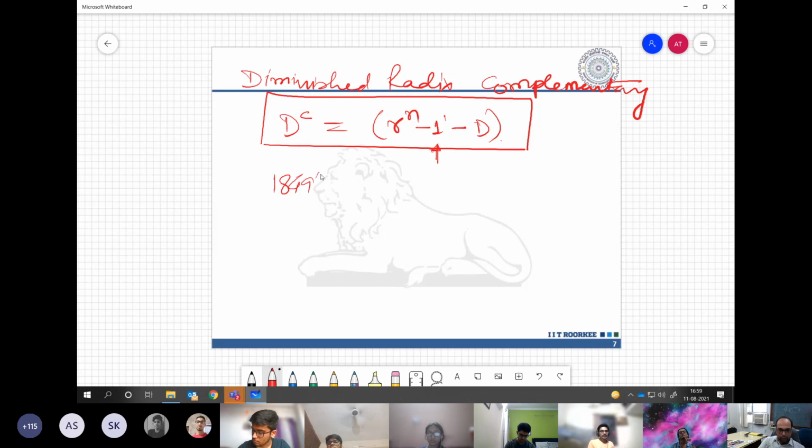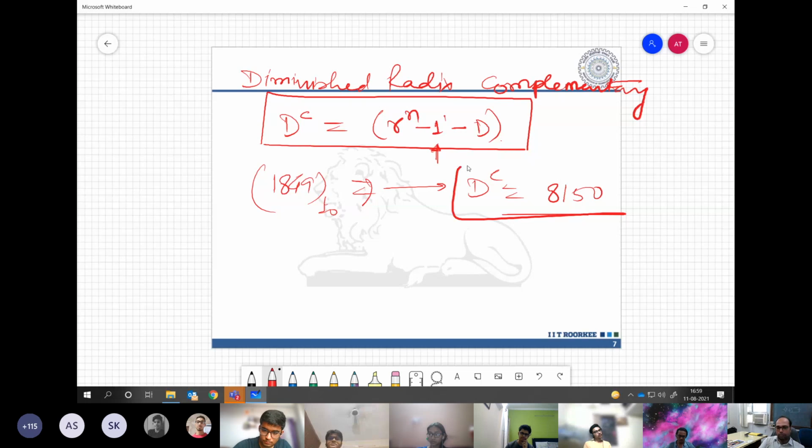Let's say 1849, you have to take the complementary. What you have to do is simply subtract all the digits from 9. So the complementary would be 8150. That's all. That will be your complementary number.